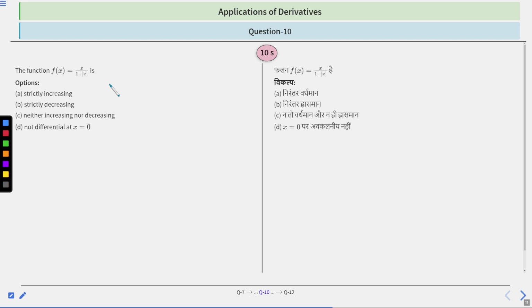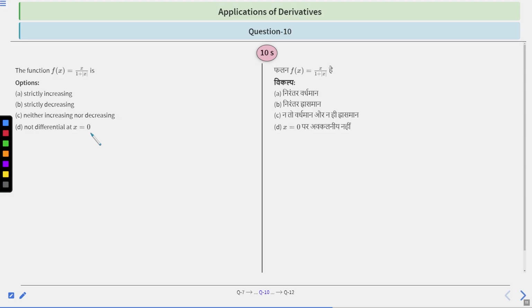So the hint of this question is, see, first you will break this function as a piecewise function. You can write f(x) as, or you can directly find the differentiation. You can directly take the derivative, but you have to keep in mind that f(x) will be x upon 1 plus x when x is greater than 0, and f(x) will be 1 upon 1 minus x when x is less than 0. Clear?